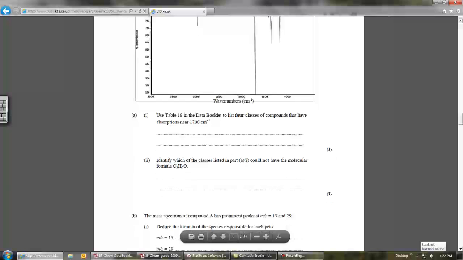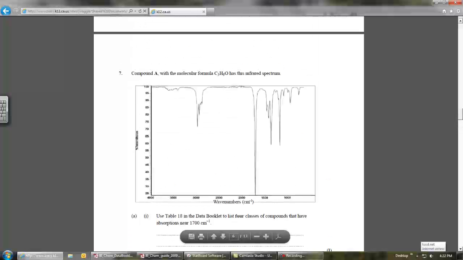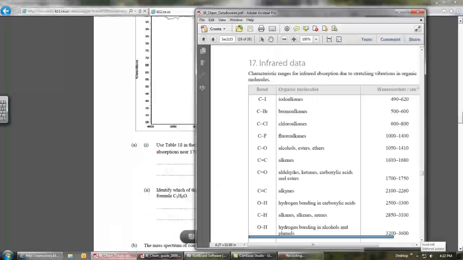Okay? So, if you look at this question here, it says to use Table 18 in the data booklet, that's the infrared spectroscopy printout, and to list 4 classes of compounds that have absorptions near 1700. So if you go back to this data book and simply look, near 1700: alkenes, aldehydes, ketones, carboxylic acids. It's that simple. They'll show peaks in that region.